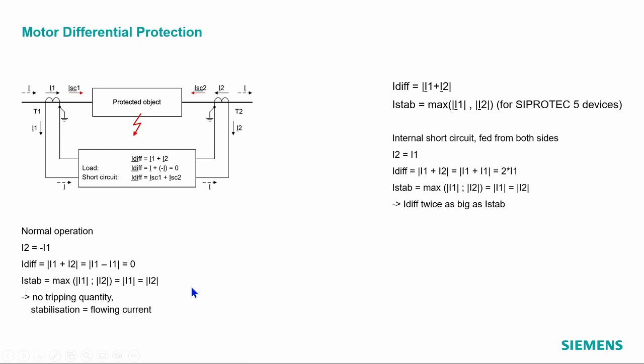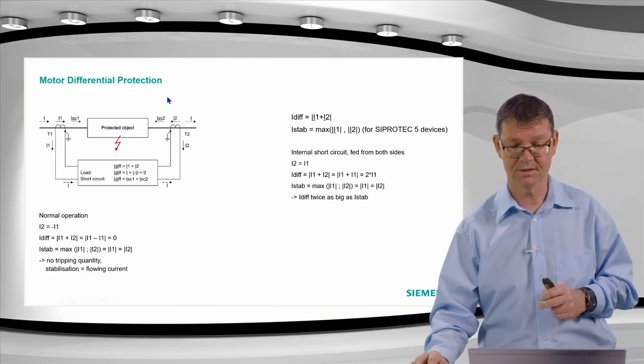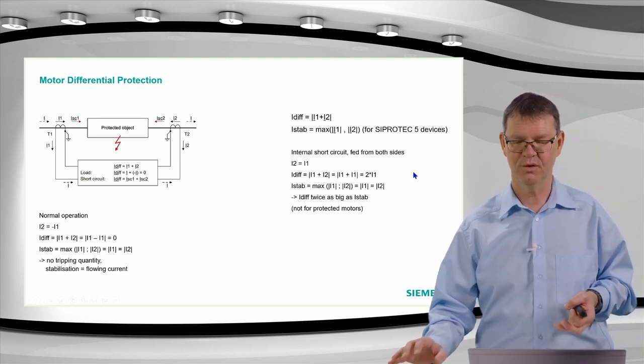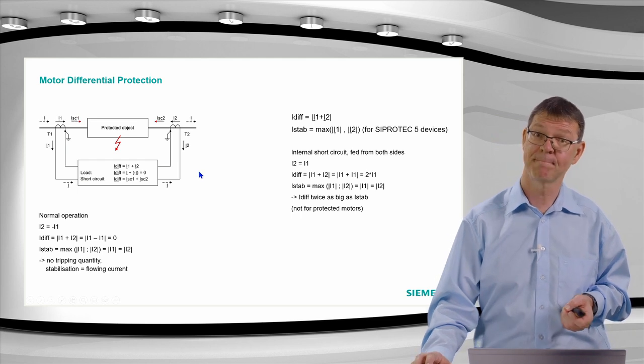Then with this principle for internal short circuits fed from both sides, if both currents have the same amplitude, then it can happen that the differential current is twice as big as the stabilizing current. A little bit unusual. If you have the classical or the first method of the stabilizing currents in mind, there the differential current can never be bigger than the stabilizing current. Here it is the case with that principle. However, for the motor protection, not, because we don't have an infeed from that side.